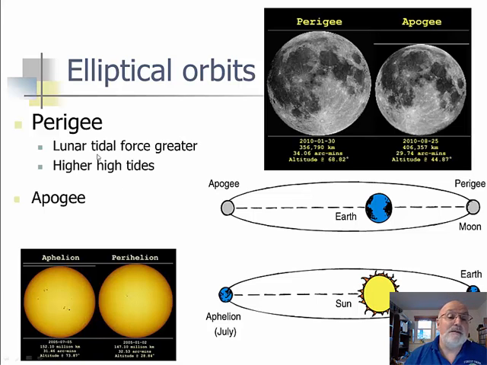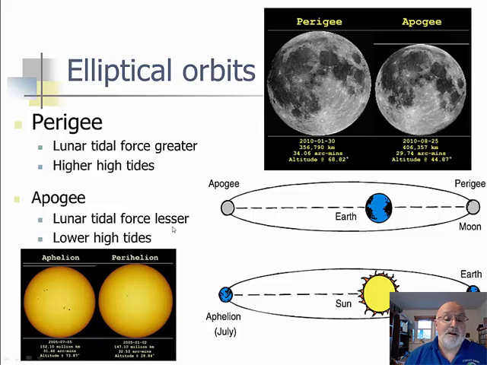So the lunar tidal eclipse, this will actually make higher high tides, and the apogee lunar tidal force is lesser, and that'll make lower high tides. So everything that a spring tide does, or a neap tide, this doesn't do neap tides at all. Anything a spring tide does, so whether it be a new moon or a full moon, these will be higher than normal, highest tides, and these will be lowest tides.